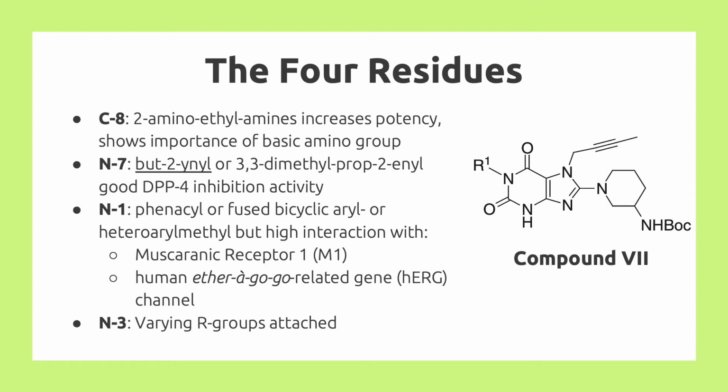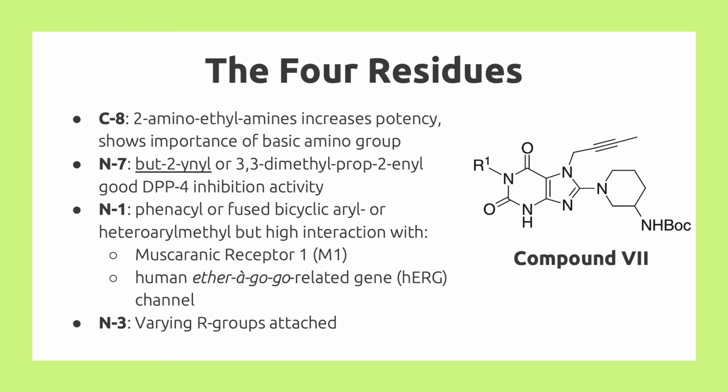For the N1 residues, attachment of phenylacyl or fused bicyclic aryl or heteroaryl methyl functional groups gave rise to molecules with very high potency. However, there was a high degree of interaction with the muscarinic receptor 1, M1, and the human ether-a-go-go-related gene, HERG, channel for all variations of N1 with dimethylallyl on N7. Thus, to reduce the unwanted side effects, but-2-enyl was attached on N7 instead.